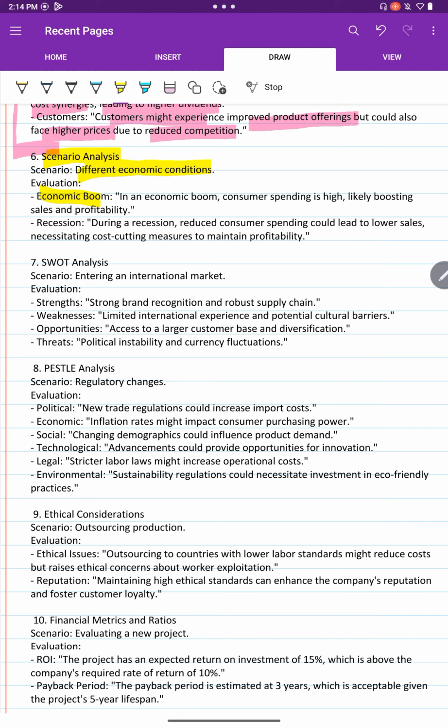Economic boom. In an economic boom, consumer spending is high, likely boosting sales and profitability. In some case study you will see different economic information, and you can use it for your evaluation. And if there is a recession going on in the case study, during a recession, reduced consumer spending could lead to lower sales, necessitating cost cutting measures to maintain profitability. So this is how you can do the evaluation on the basis of scenario analysis.